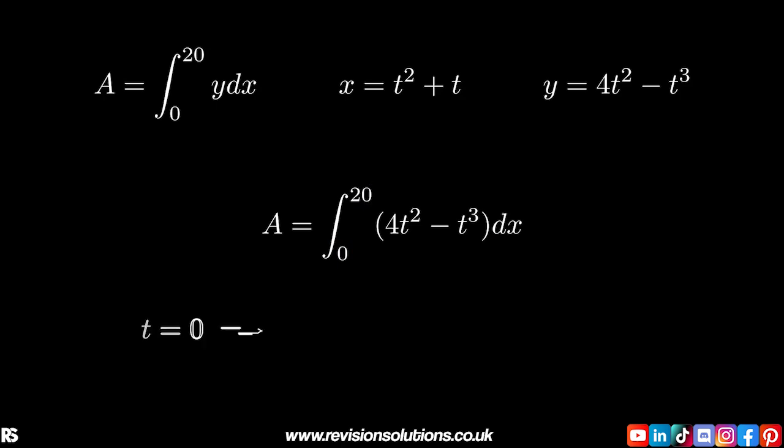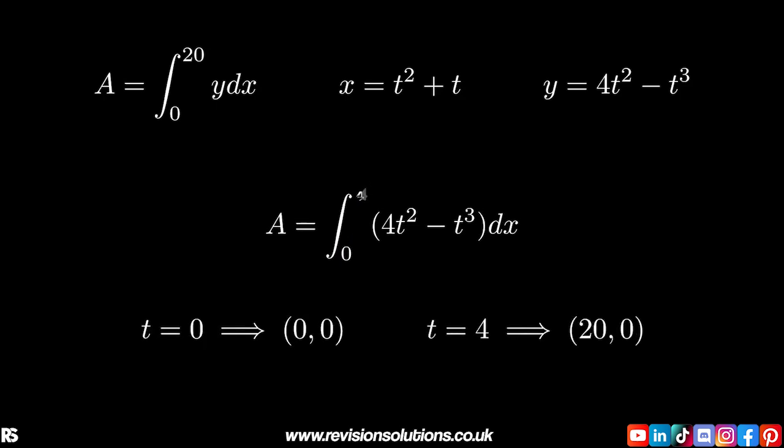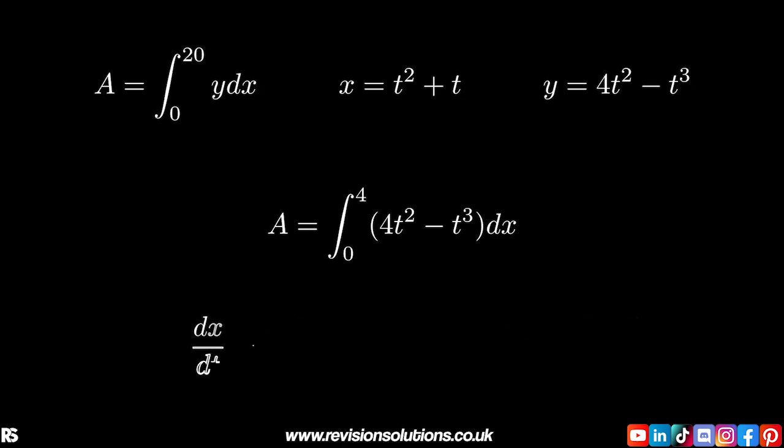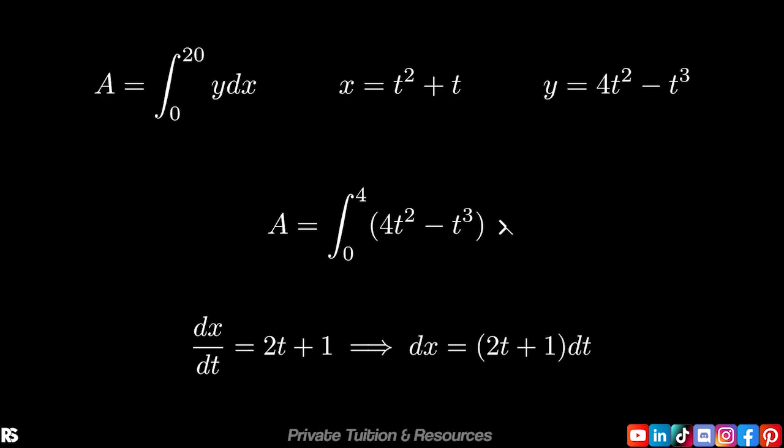We can recall from Part A the values of t that gave us our limits for x and use these limits of t instead. To convert our differential from a dx to a dt, we need to differentiate the parametric equation for x. Multiplying out the brackets leaves us with the final answer.